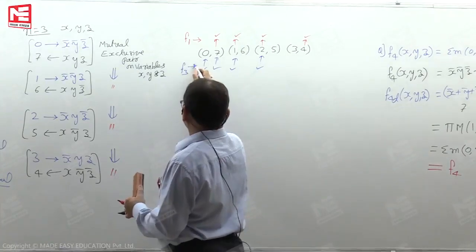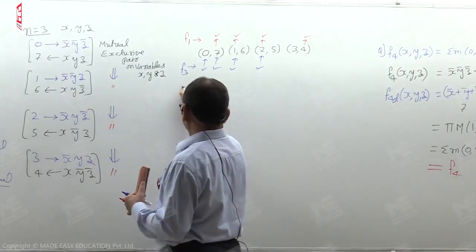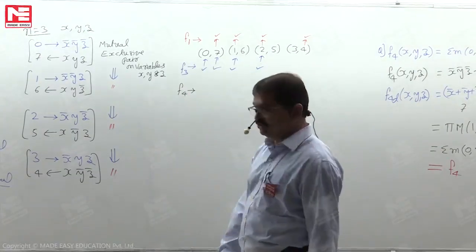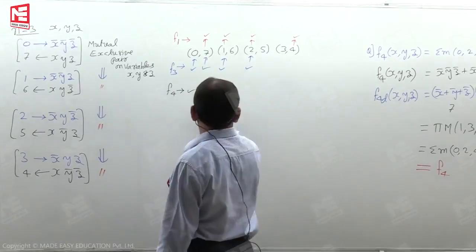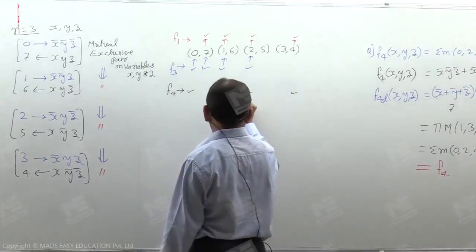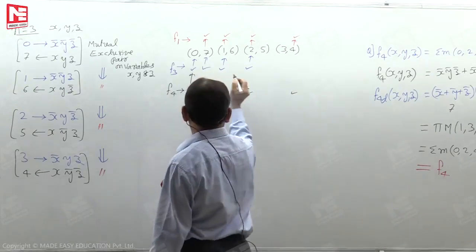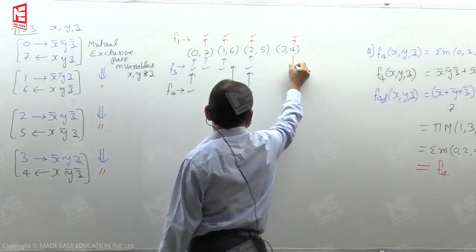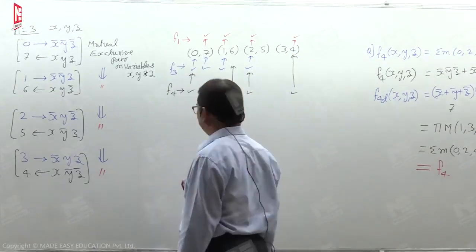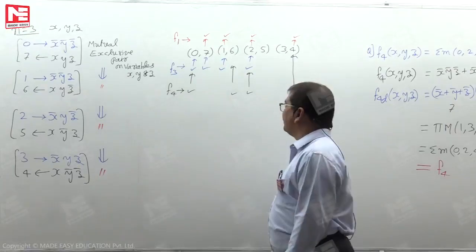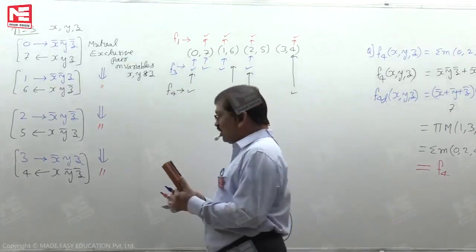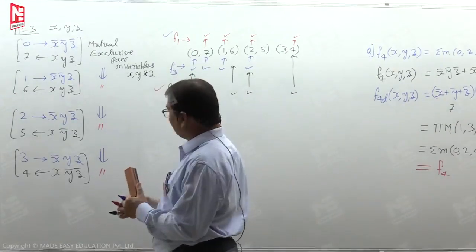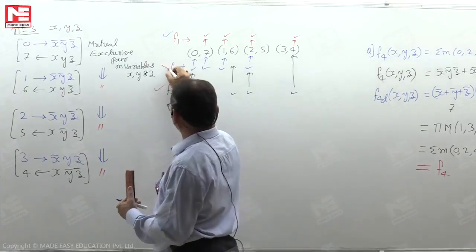And similarly, in the f4 function, the min terms are 0, 2, 4 and 6. These are the min terms. So we have a conclusion: f1 is a self-dual function, f4 is a self-dual function, whereas f3 is not a self-dual function.